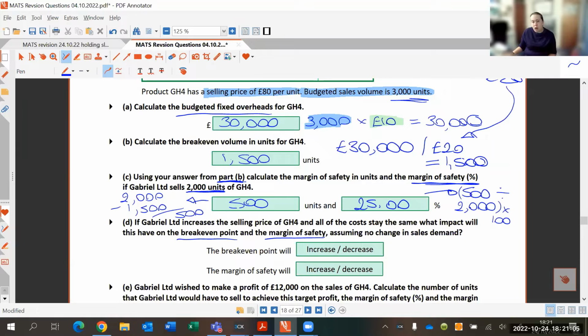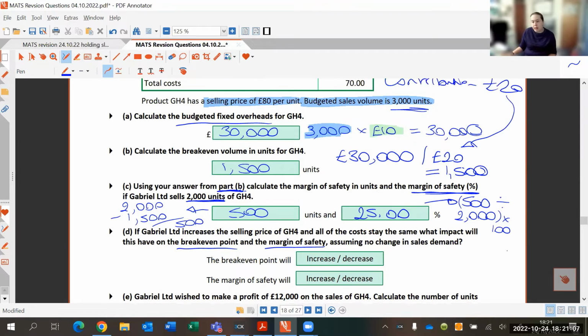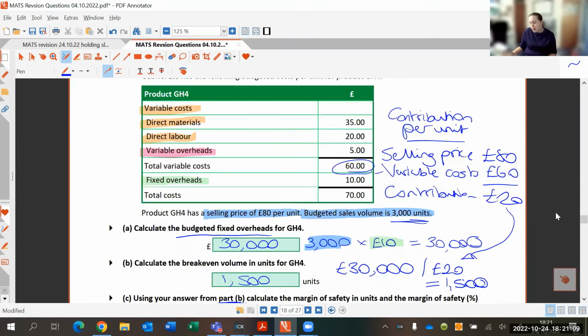So we'll go back. I'll go up and have a look at this beginning bit. So yeah, we're going to have more money to play with. If you imagine if we came along and went, oh, actually, we said our selling price was £80, but if we make it 85, we've now got £25 per unit to play with. So we've got more contribution per unit in order to cover our costs.